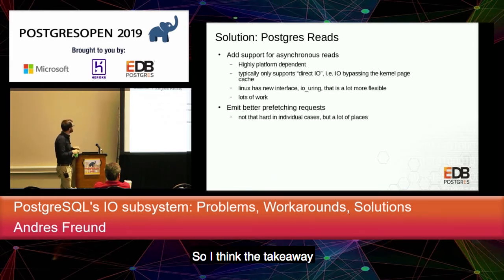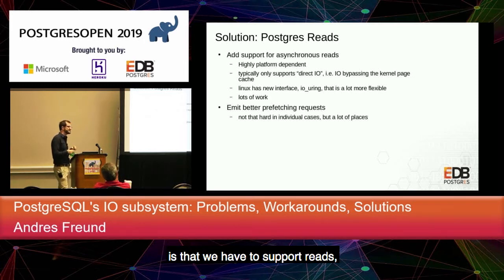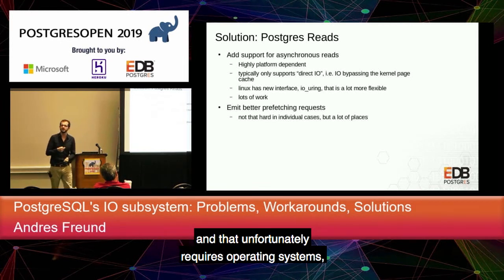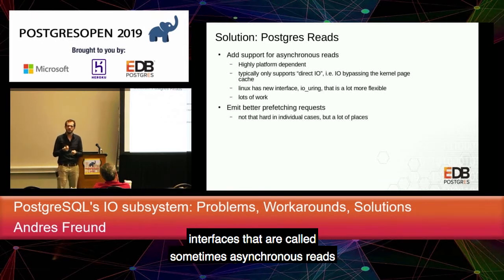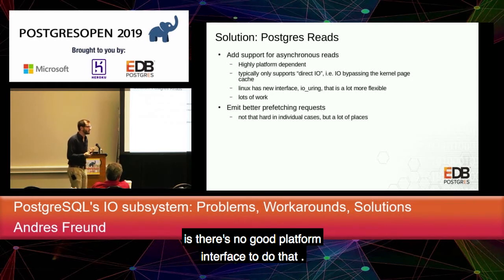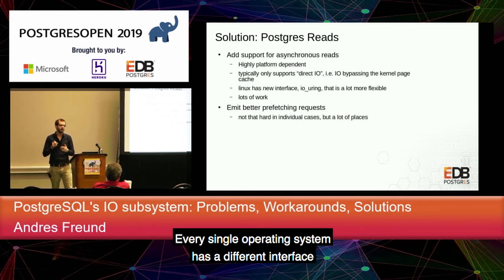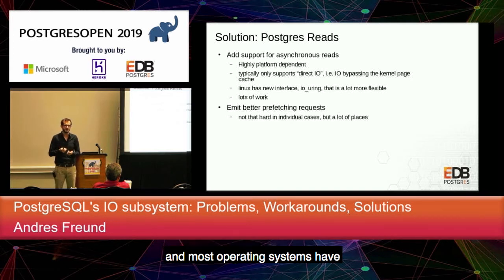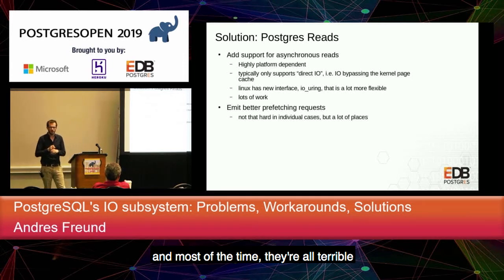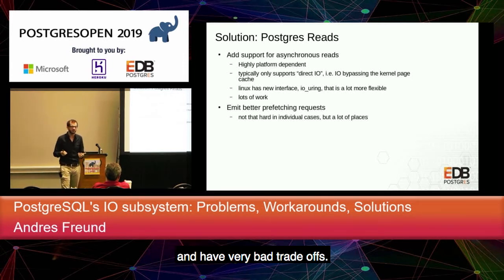So I think the takeaway from what we have to do about this is that we have to support reads where we can issue multiple reads at the same time. And that unfortunately requires operating system interfaces that are sometimes called asynchronous reads, because you can issue the reads and then do something else until you get the result back. And the problem with that is that there's no good platform interface to do that. Every single operating system has a different interface, and most operating systems have at least 2 or 3 different ways to do that. And most of the time, they're all terrible and have very bad trade-offs.